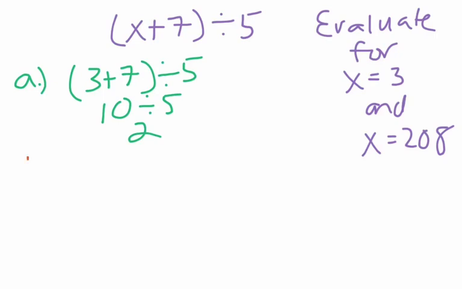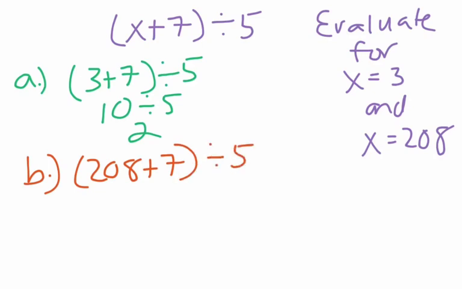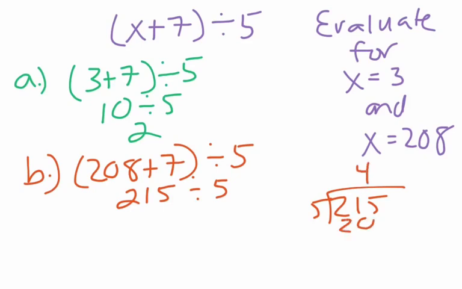And then let's do the other one. Again, it's a separate problem. So we're going to take out the x and replace the x with 208. And everything else gets copied down. We want to work on that structure. 208 plus 7 is 215. And then I know that's divisible by 5 because it ends in 5. I don't actually know it off the top of my head, so I'm going to do a little scratch work. 5 goes into 21 4 times, and then 5 goes into 15 3 times. And so we get 43.